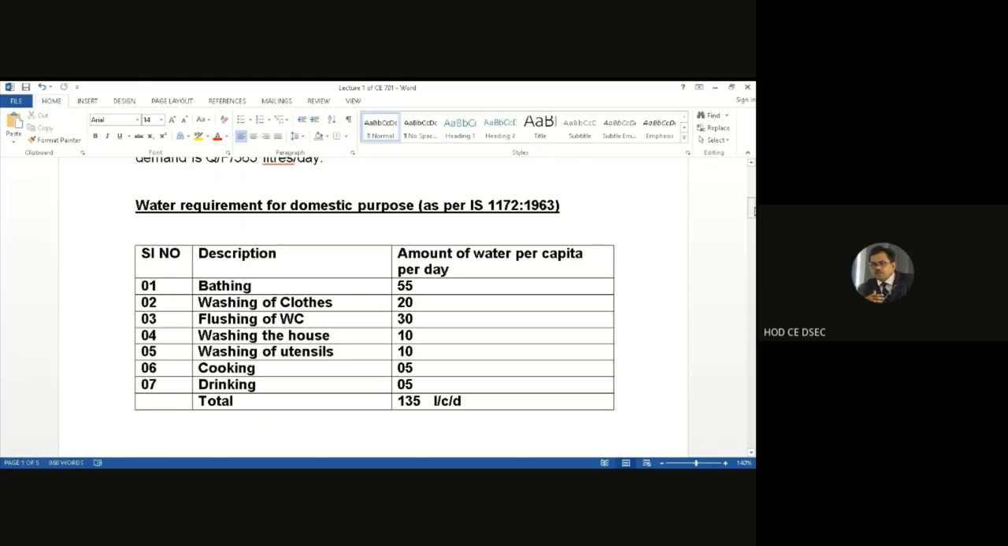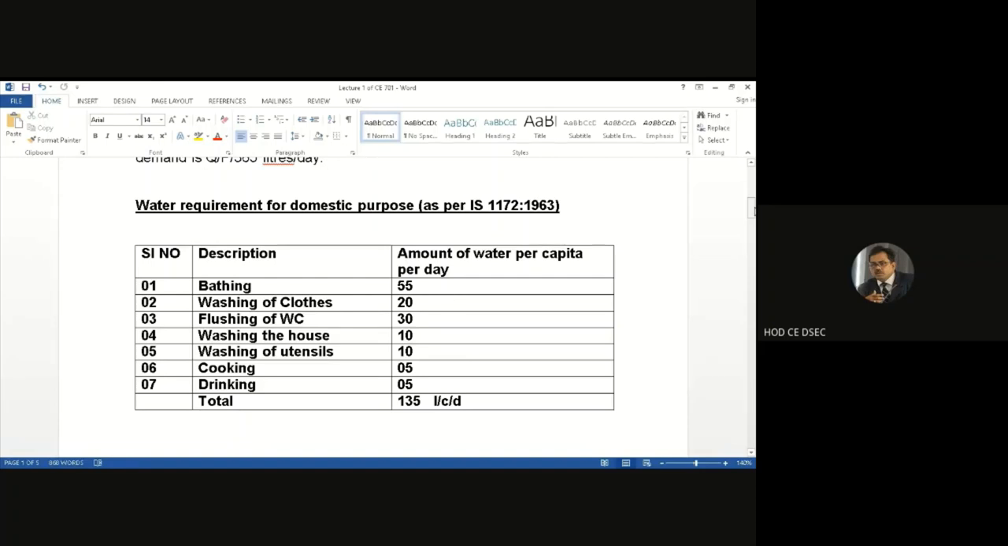Bathing, as per the code, all these things I have taken from IS 1172-1963. So bathing gives the figure of 55 liters per capita per day. Washing of clothes gives 20 liters per capita per day. Flushing of water closet, that is system flushing I am talking about, is 30 liters per capita per day. Now washing of house, meaning floor washing, garage washing, building washing, is 10 liters per capita per day. Then washing of utensils is 10 liters per capita per day. Cooking is 5 liters per capita per day. Drinking is 5 liters per capita per day.